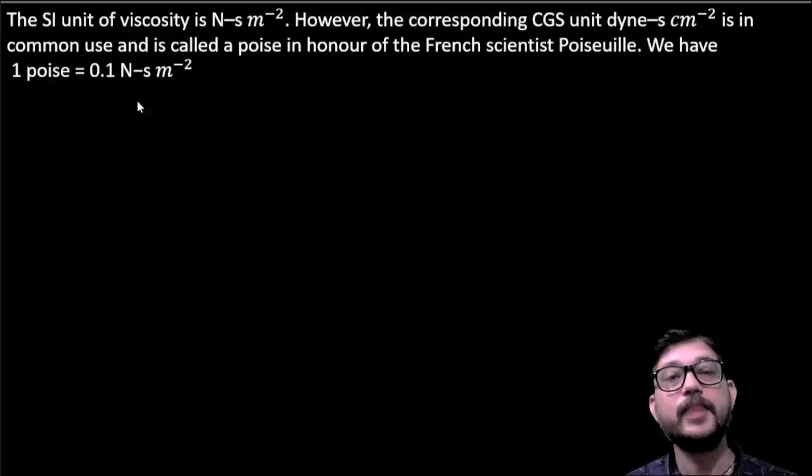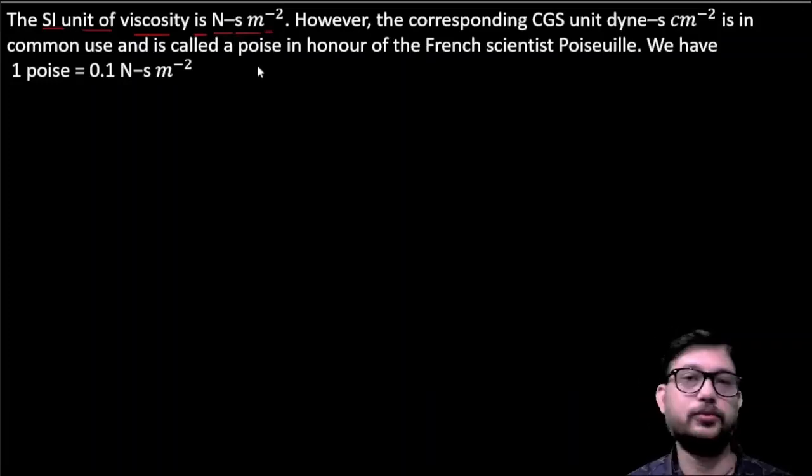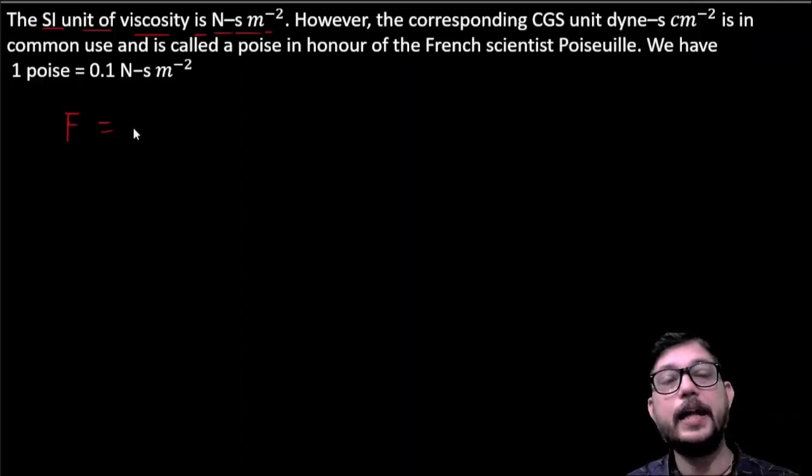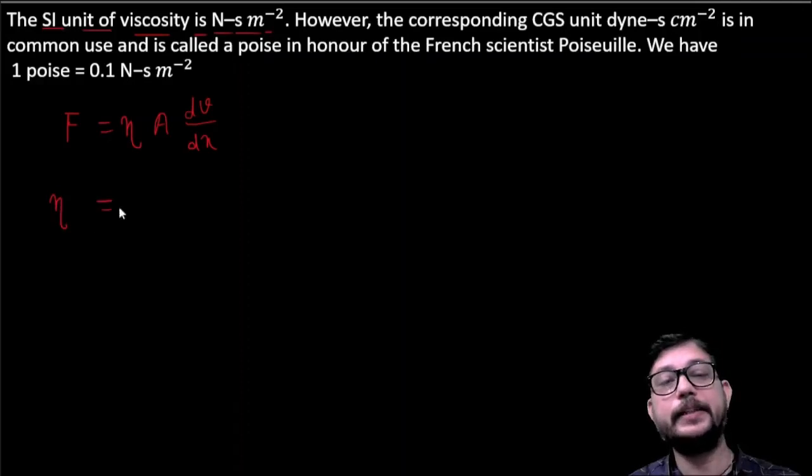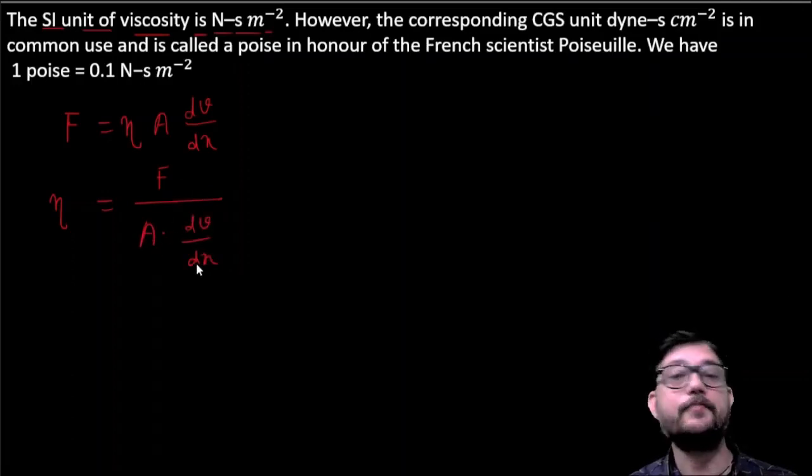Now we will discuss the unit. The SI unit of viscosity is Newton second meter inverse 2. How does it come? As we know, we have the formula F equals eta times A dv over dx. Now we have to find out the SI unit of eta. So we can simply write that eta is F divided by A times dv over dx.